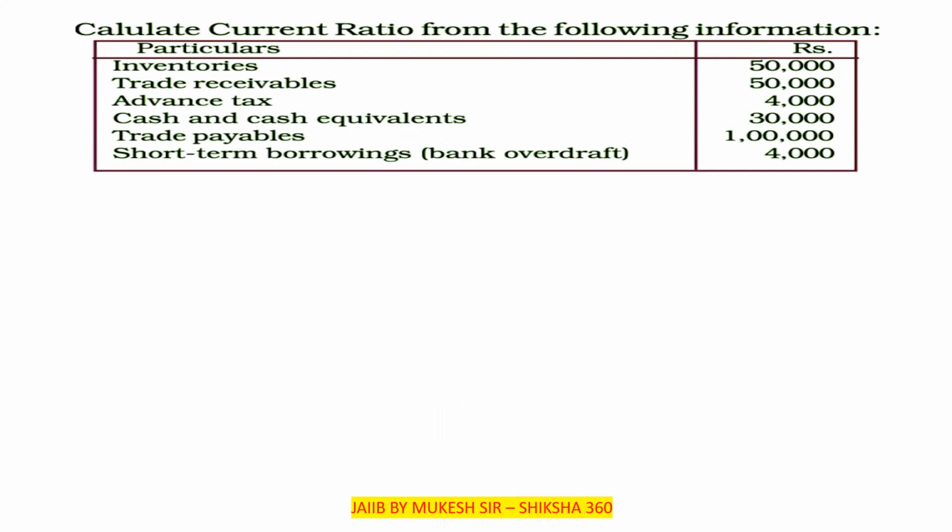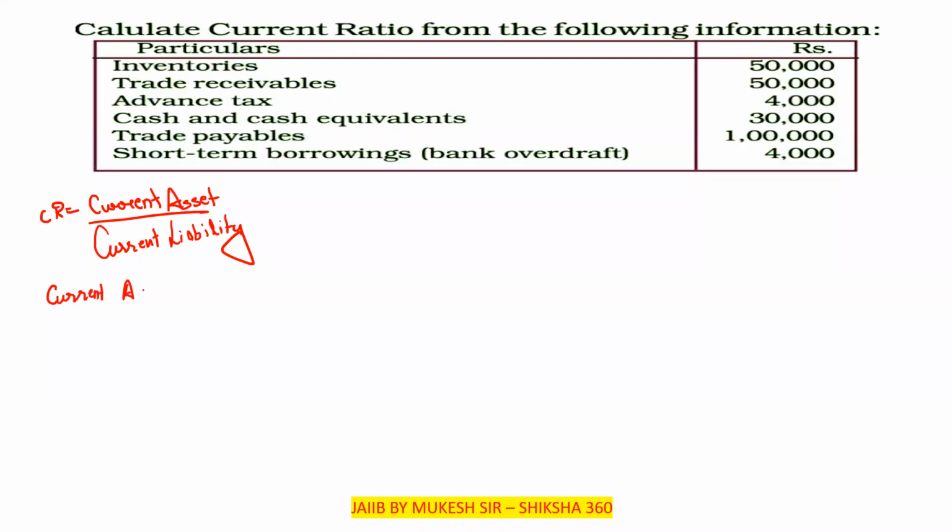So here we have to find the current ratio. Current ratio is equal to current asset upon current liability. Clear? So here we have been given different items, and we have to find what comes under the current asset.